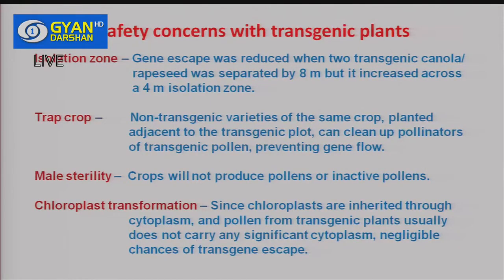Okay. Number 2 is trap crop. Trap crop means non-transgenic varieties of the same crop planted adjacent to the transgenic plot can clean up pollinators of transgenic pollen, preventing gene flow.